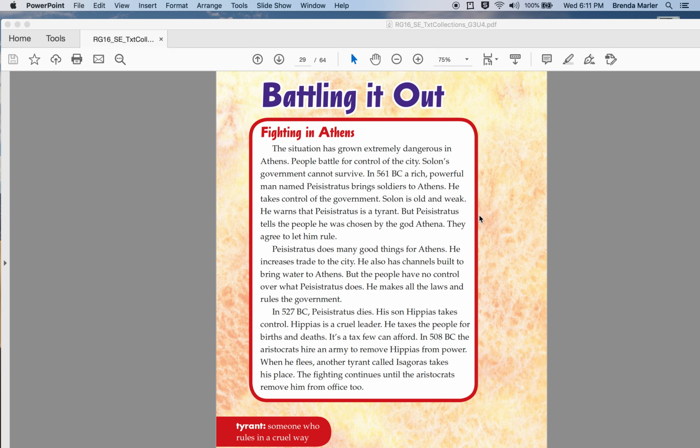In 508 BC, the aristocrats hire an army to remove Hippias from power. When he flees, that means when he runs away, another tyrant called Isagoras takes his place. The fighting continues until the aristocrats remove him from office too. So in Athens, so far we know there have been a lot of cruel leaders who are not taking very good care of the Athenians.